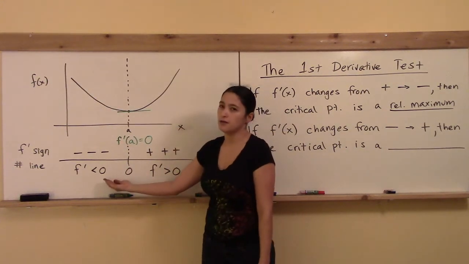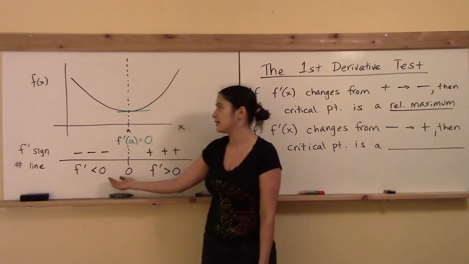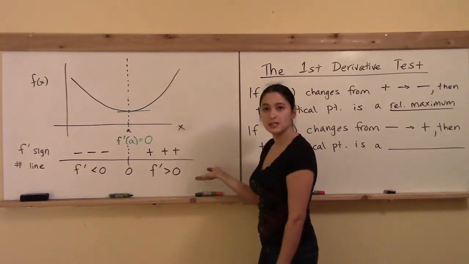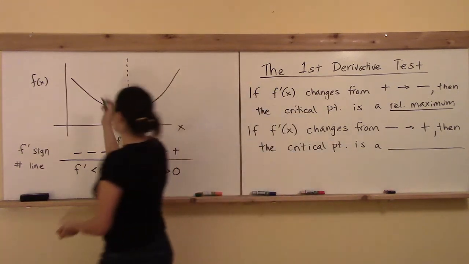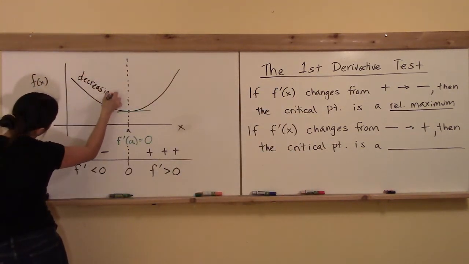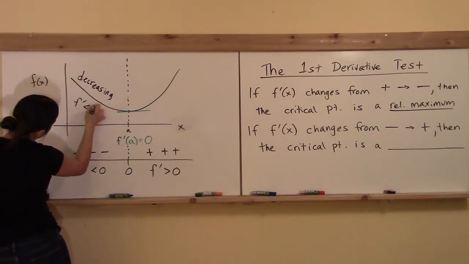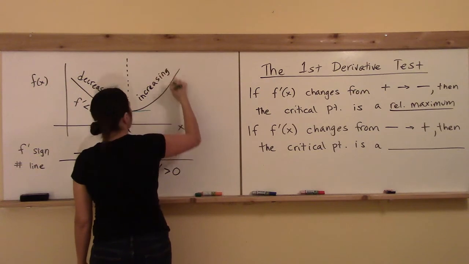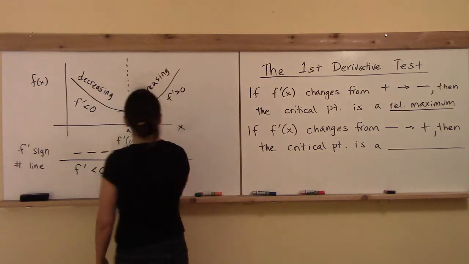So its derivative, the slope of its tangent line, will be negative. And then it's increasing over here, going back up, so the slope of its tangent line is positive. Okay, so once again, we can see that this function's decreasing when its derivative is less than 0. And then it's going back up again, increasing, and that's when its derivative is greater than 0.